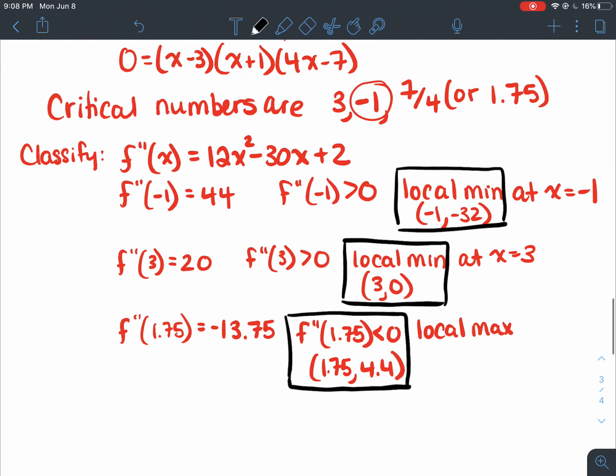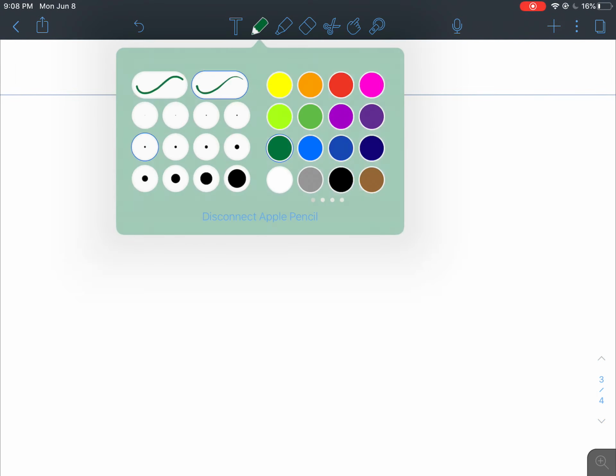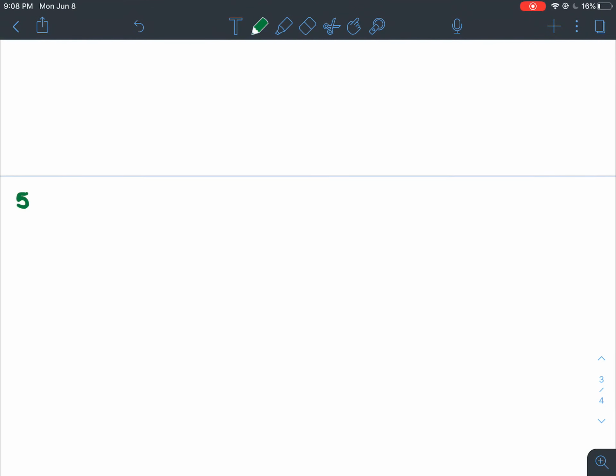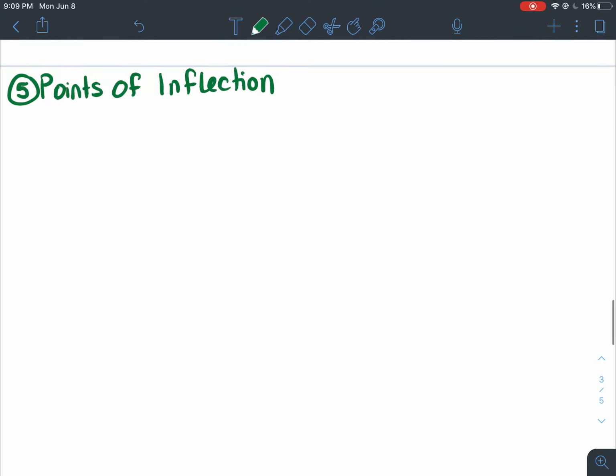Okay, next step. We got our critical numbers. Done. Now, wait, what was that? Step 5. Let's find our points of inflection, if we have any, which I'm sure we do. So we find points of inflection by setting the second derivative equal to 0. So I know the second derivative is 12x squared minus 30x plus 2. Sorry about all the pen noise.